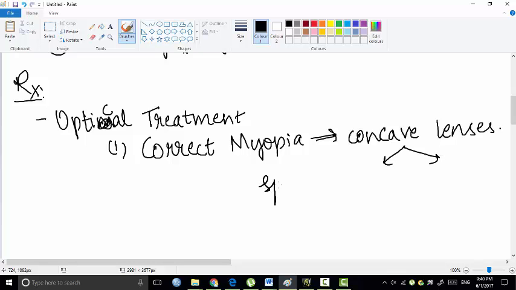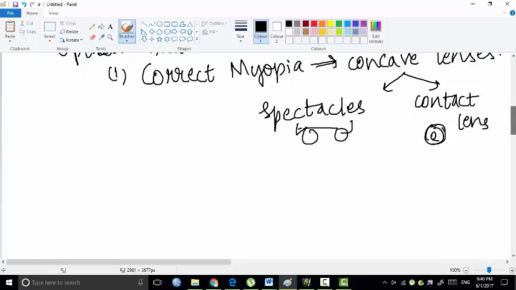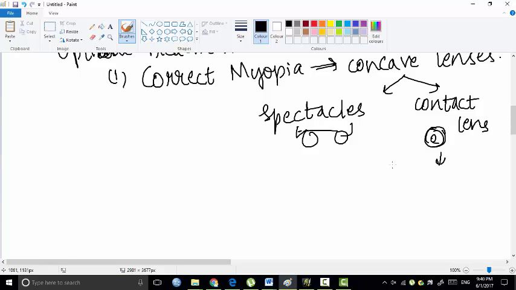Concave lenses can be used in either spectacles or contact lenses, right? They may be used in any way. And the major advantage of contact lenses is cosmetic purpose here, but contact lenses are only justified, or they are only better used, in high myopics.